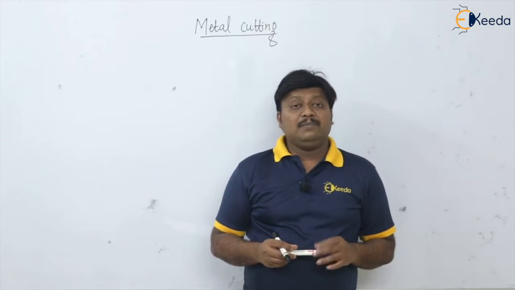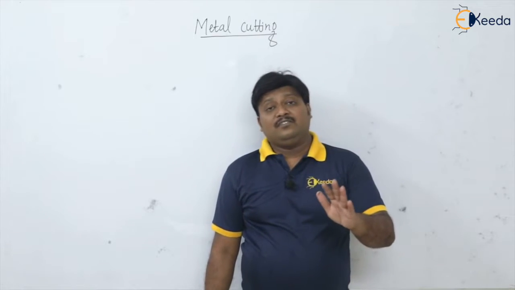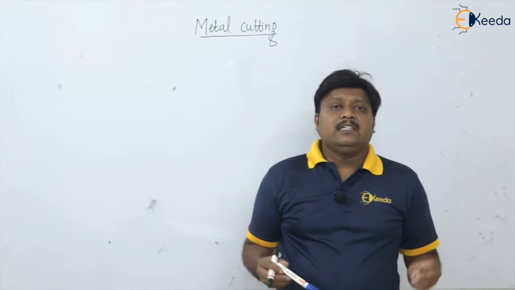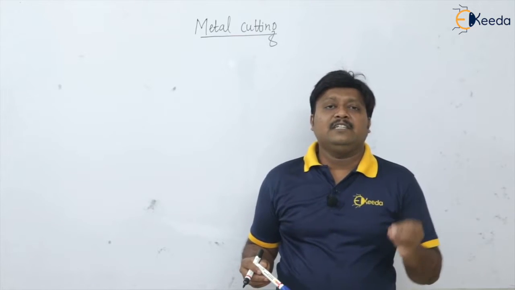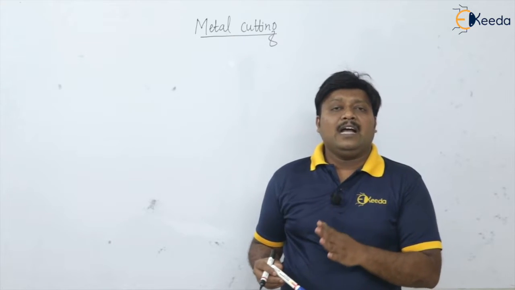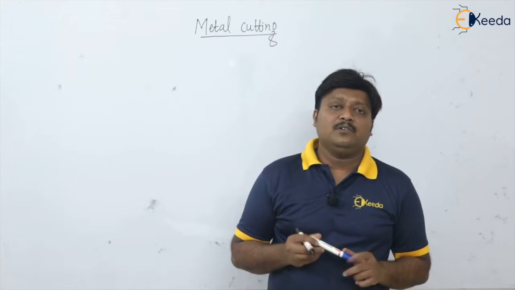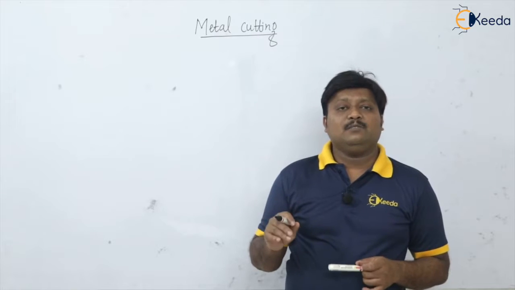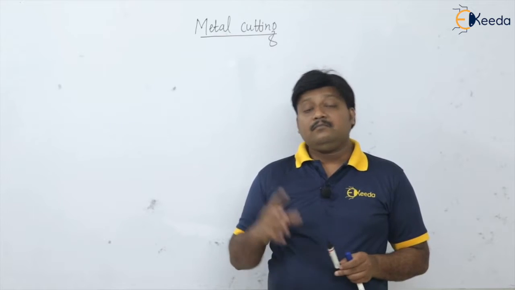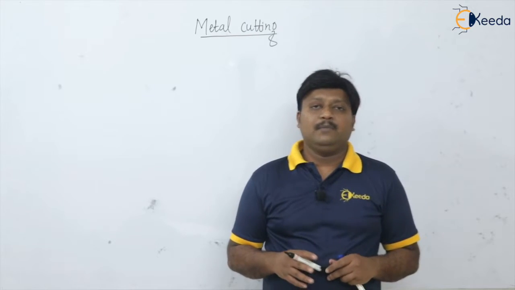Okay, so what is meant by metal cutting? Metal cutting is nothing but the analysis of material removal, or in simple fashion we can call it a process in which the excess material from the workpiece is removed, and you get the required shape and size of the component. Whatever the excess material is, you cut it by using the tools, and the study of material removal is nothing but metal cutting.